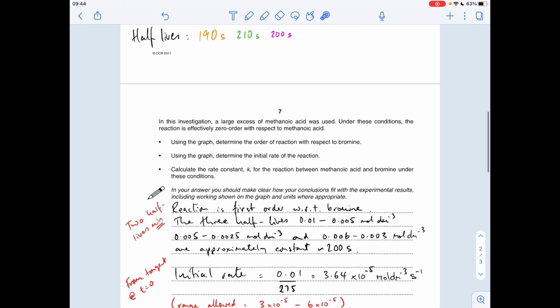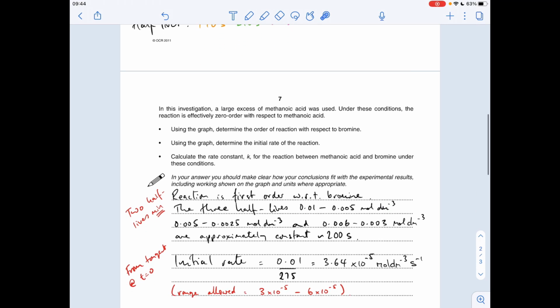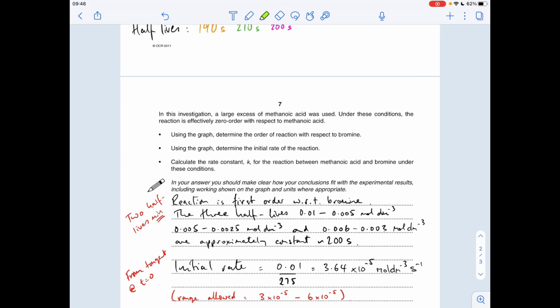Remember tangents vary, so there's a range allowed here. I got an initial rate of 3.64 times 10 to the minus 5. The units for that would be, remember this, concentration in moles per decimeter cubed, divided by seconds, so moles per decimeter cubed per second. So don't forget your units. The range allowed, by the way, was anything between 3 times 10 to the minus 5 and 6 times 10 to the minus 5. Okay, so the final thing I've got to do is calculate the rate constant K.